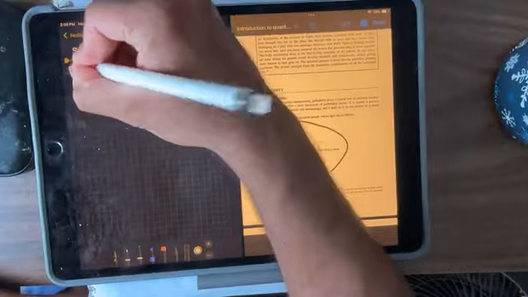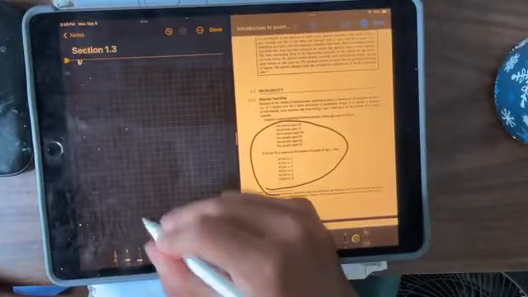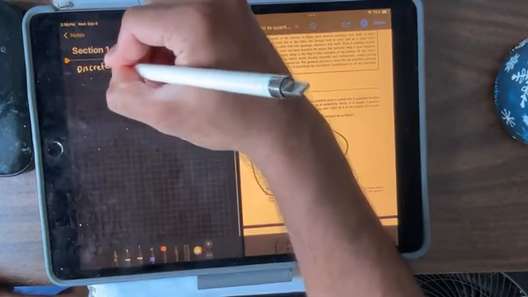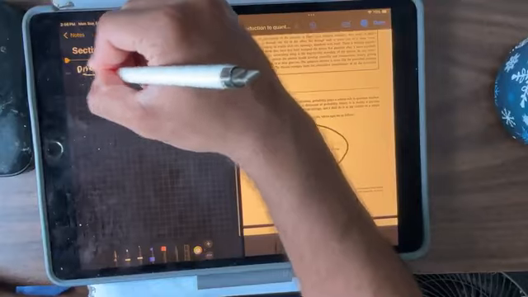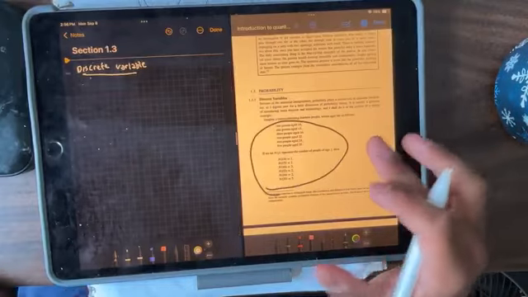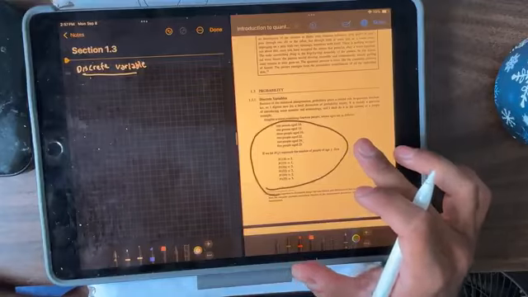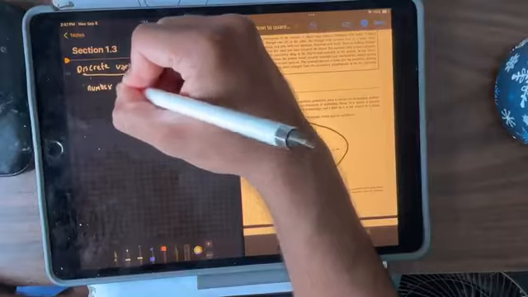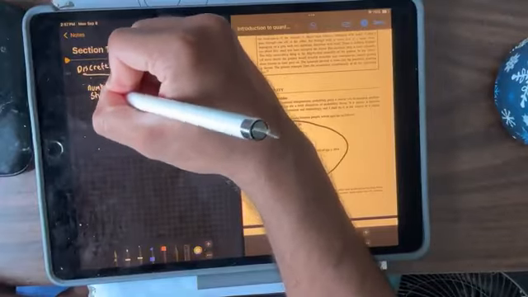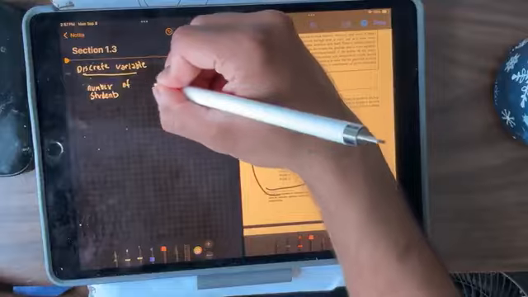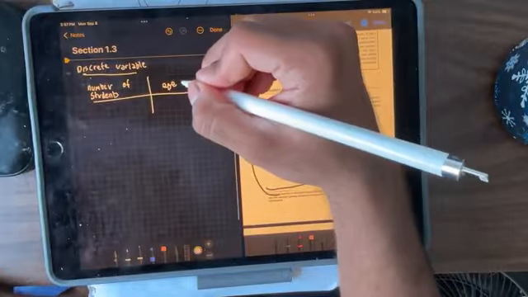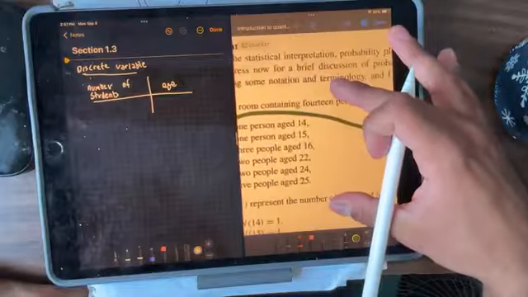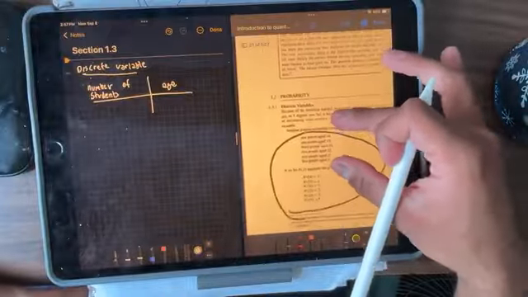First, in a discrete variable. To find the probability in a discrete variable, probably this will be a short lecture, but let's use the example which is already in the book. Let's have the number of students and age. So we have ages 14, 15, 16, 22, 24, 25.